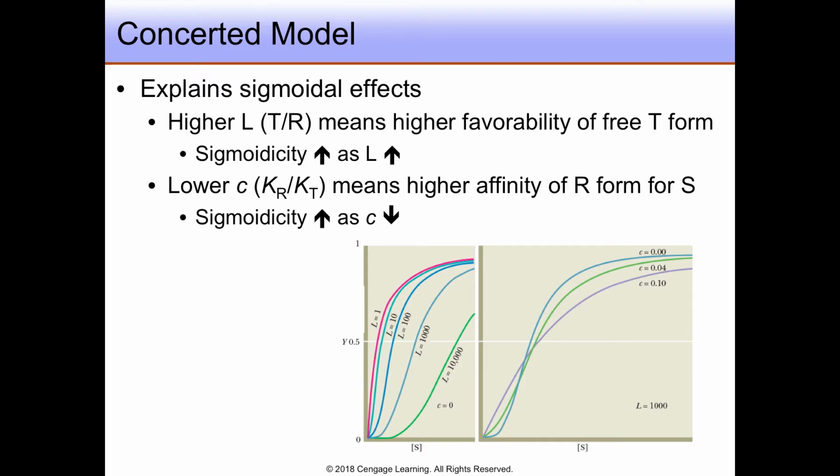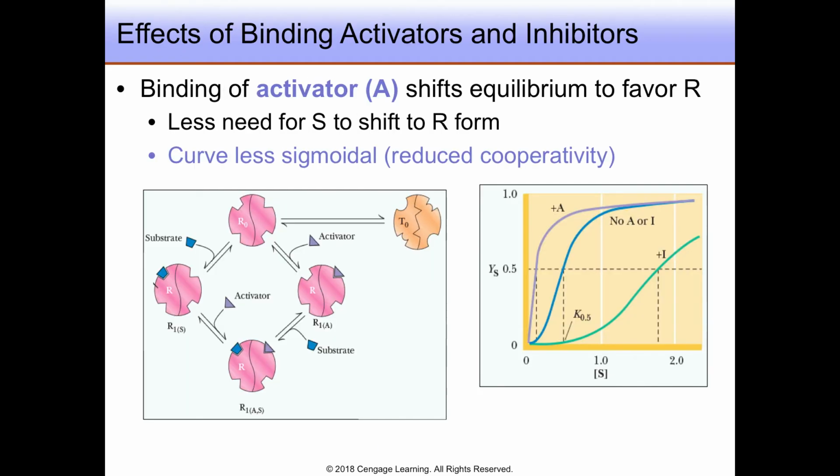We can demonstrate this by examining the saturation curves as the value of L increases, that is, as the amount of the T form increases. You can see this in the curve on the bottom left, which shows that as the value of L increases, the curve becomes more sigmoidal and shifts from left to right. Let's see what happens to sigmoidicity as the value of C decreases. Look at the curve on the lower right, and you can see that as the value of C drops, that is, as the binding of substrate to the T form becomes less likely, the curve becomes more sigmoidal.